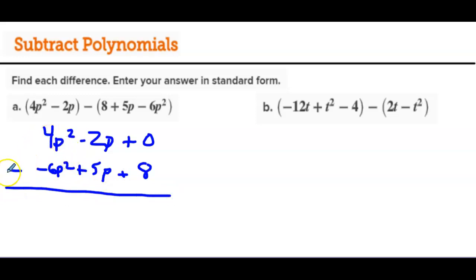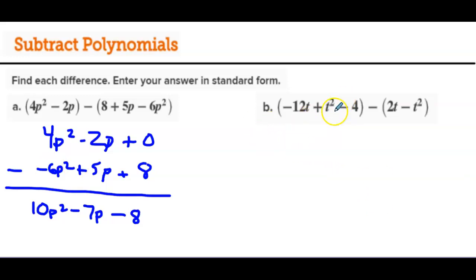And remember, we're subtracting these, okay? So we have 4 minus a negative 6p squared. So technically that would be change, and so this would be a 10p squared. And then in the middle column, we have negative 2p minus 5p, so that would bring us down to a negative 7p. And then we have 0 minus 8, which would bring us down to a negative 8. So we'd end up with 10p squared minus 7p minus 8. Just be careful here when you're subtracting negatives and subtracting positives. And we're going to get a lot more work practicing those types of skills throughout the chapter here.